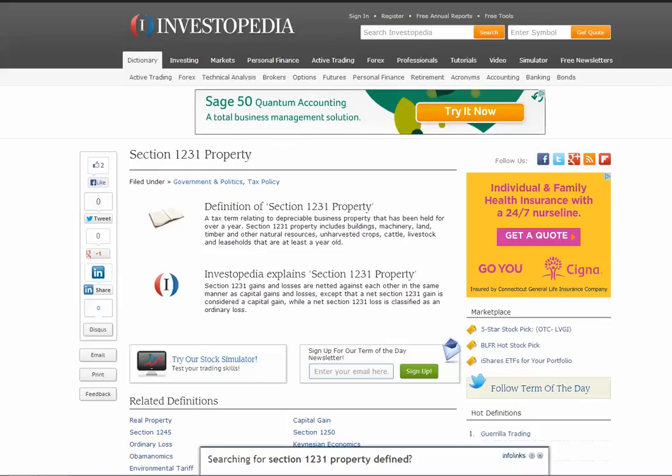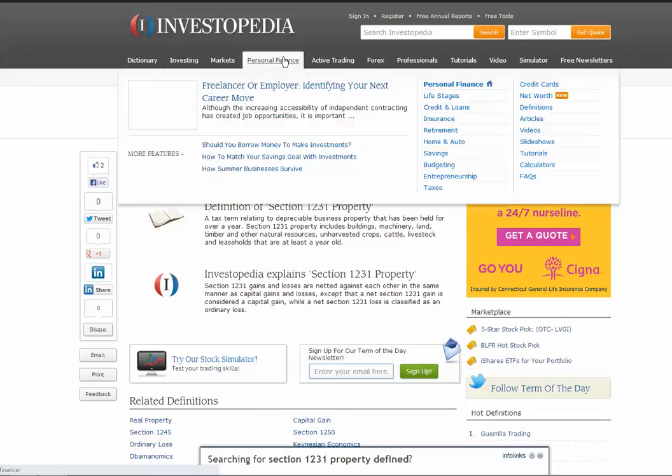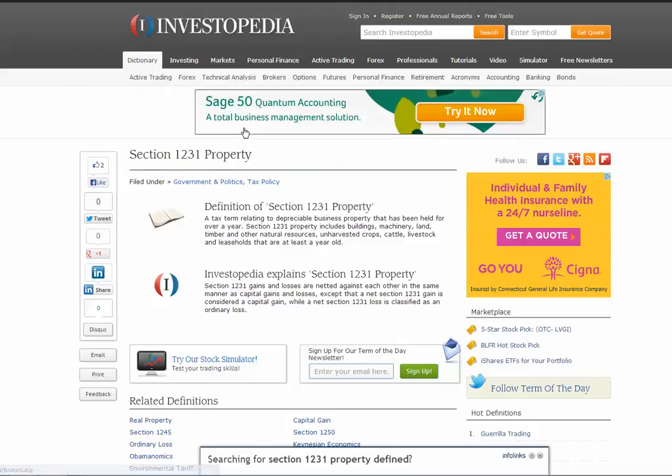Alright, let's see if we can make an attempt to explain Section 1231 property. So first we're going to go to Investopedia. Let's see if they can give us a decent explanation as to what we got here.